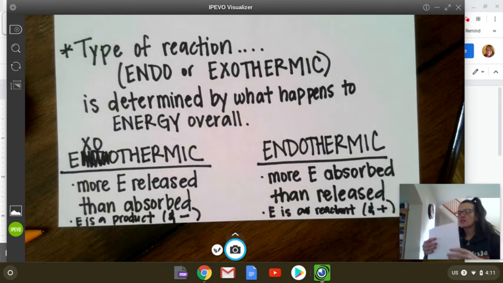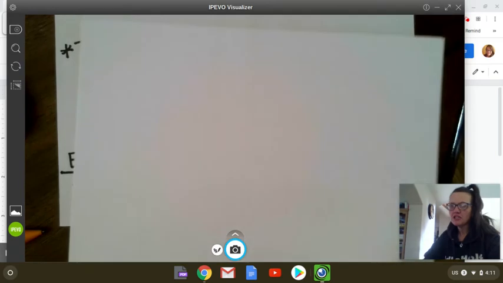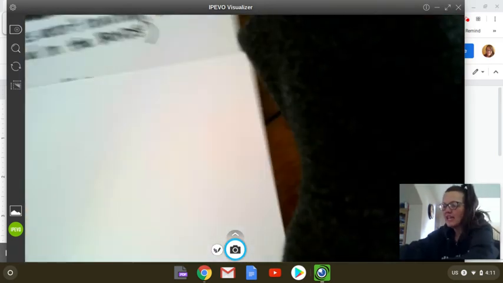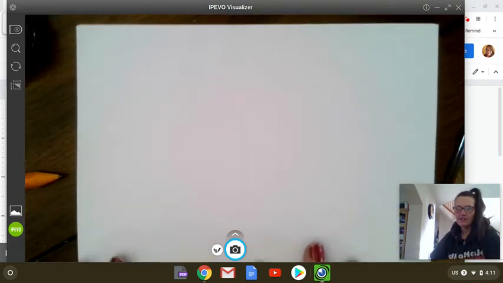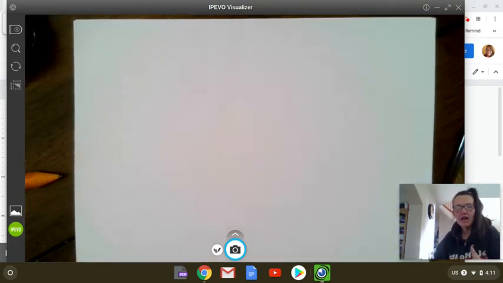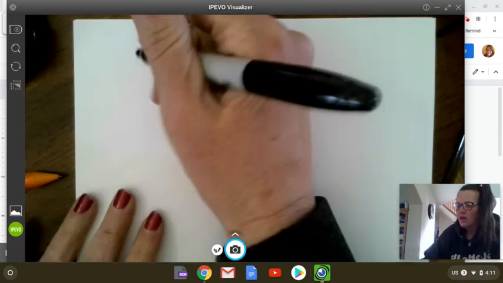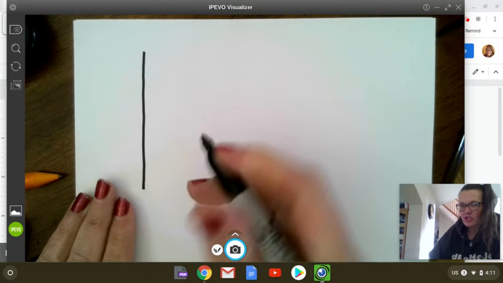Okay, so let's check out some potential energy diagrams. You will have to answer some questions about a potential energy diagram, like, for example, be able to label the reactants and the products, identify the type of reaction from the potential energy diagram, all that fun stuff. So I'm going to just give one a draw here.